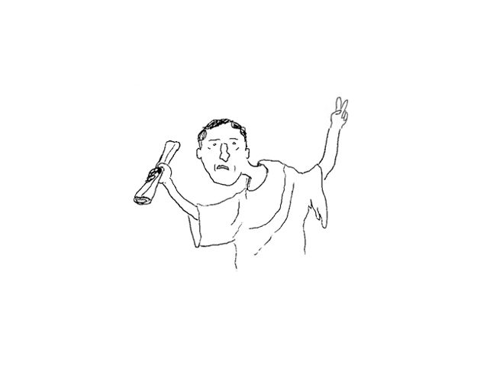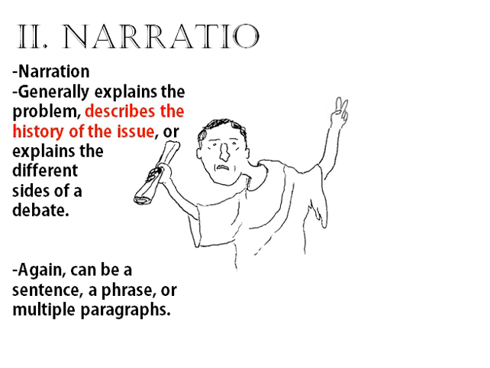Part 2 is the Narratio. This part is known as the narration. Generally, it explains the problem. It gives a little bit of the background information. It describes the history of the issue or gives different sides of a debate. Basically, it lays out the problem or the argument. Again, this can be a sentence, a phrase, or even multiple paragraphs, and on the AP test, you can probably keep this section fairly short.